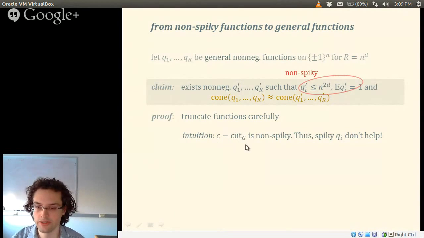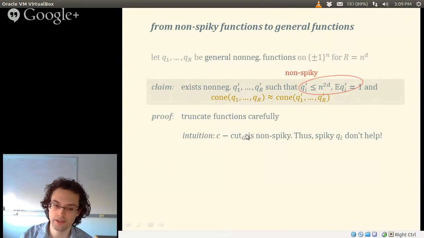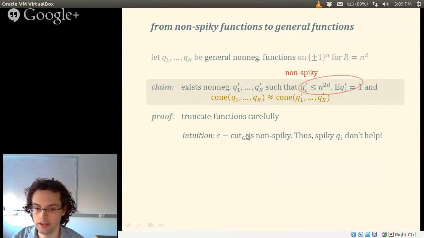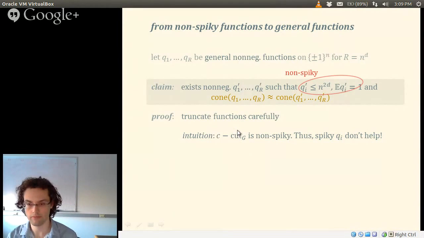So this is within a constant factor of its average. So it's extremely non-spiky, and that means that if you're trying to express a non-spiky function with very spiky functions, then there's something off. Intuitively, very spiky functions don't help you to express the cut function, because these functions are not spiky at all. So that's just the intuition that I wanted to give here.